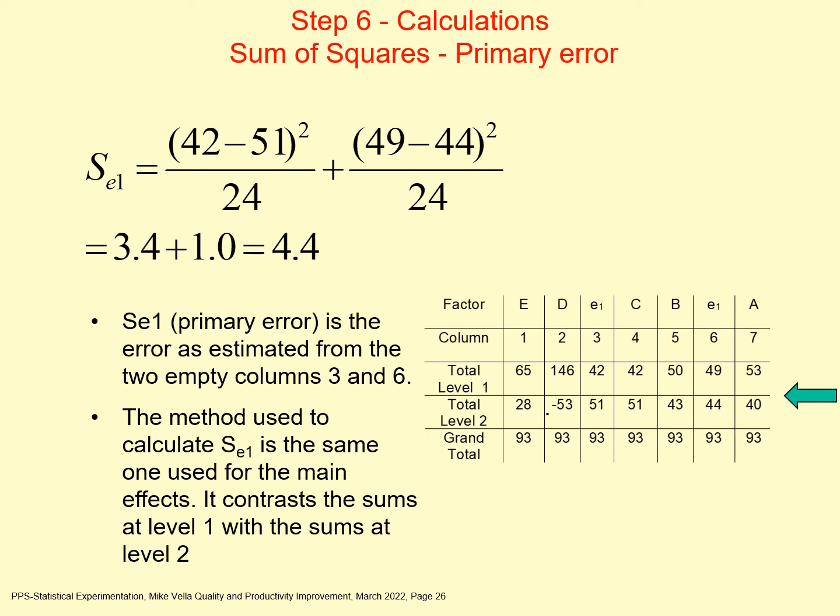Now we're going to account for the primary error that's in column 3 and in column 6. Of course, we didn't really test anything, but this is the error that's going to be captured in the experiment, and we do that by examining the contrasts. 42 minus 51 squared. You can follow that in column 3, 42 minus 51 plus what's found in column 6, 49 minus 44. Square that, divide that again by 24, and you'll find that the primary error is 4.4.